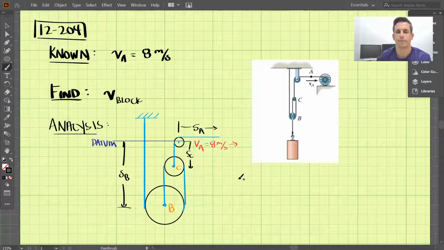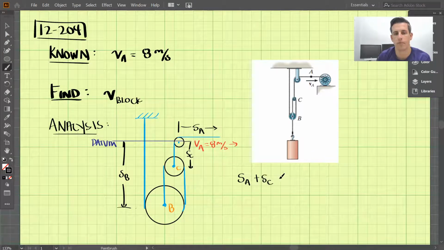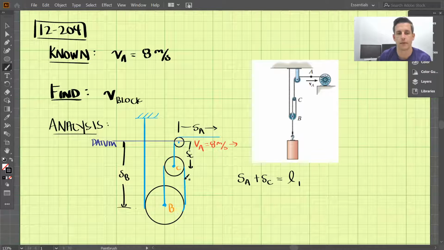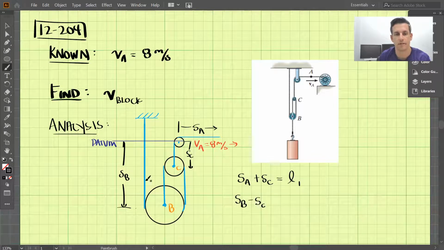So we have two cables, so let's work on adding up the length of those two cables. We'll work on this first one, and that is pretty easy. That's just SA plus SC equals the length of 1. And the second cable is wrapped around here. So this length right here, the way we've defined it, is SB minus SC. If this total length is SB and this is SC, this must be SB minus SC.